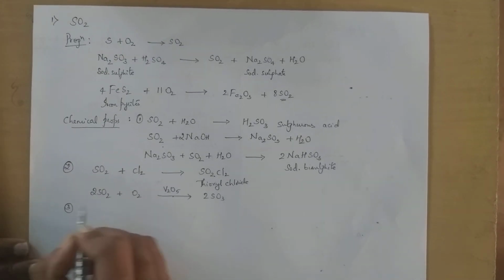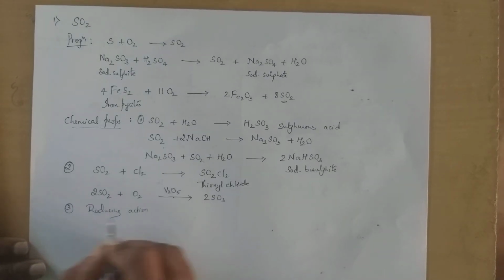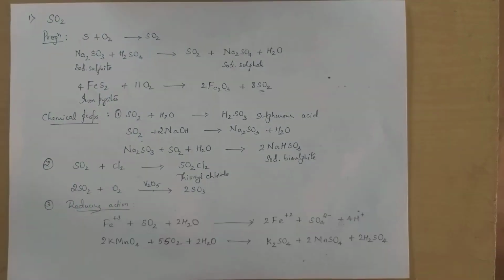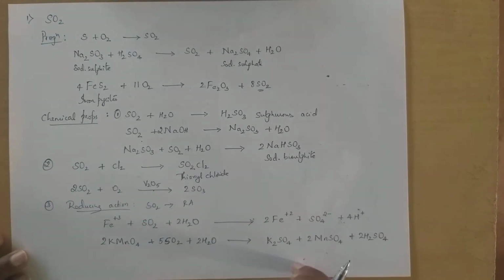Next we have reducing action. So how it behaves as a reducing agent. Next we have reducing action of sulfur dioxide. Actually sulfur dioxide is a good reducing agent. Okay? So here we have a reaction with ferric sulfate. So ferric sulfate gets converted to ferrous sulfate, I mean it gets reduced. So in presence of moist SO2, this ferric sulfate gets reduced to ferrous sulfate.